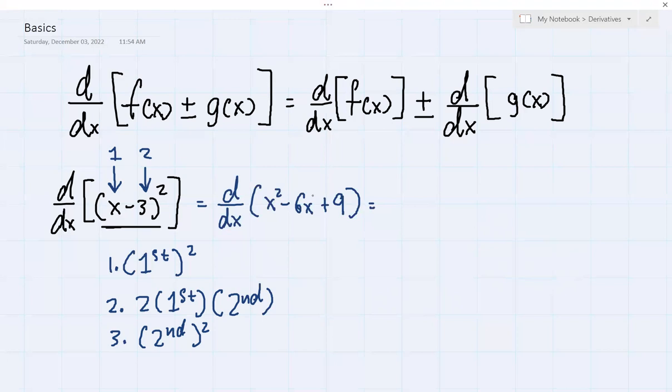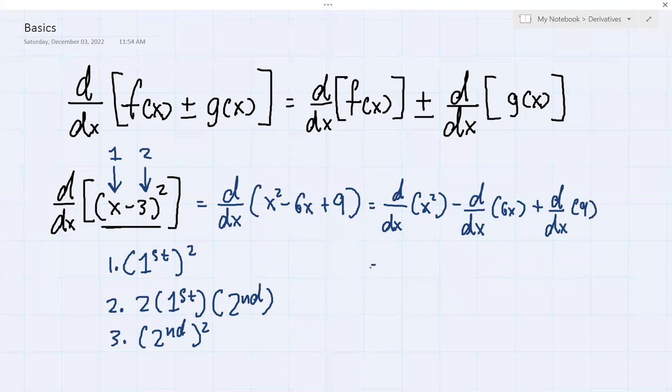Now that they are expanded, which means all terms are separated by either addition or subtraction, we can now apply the sum and difference rule of differentiation. So, we will have the derivative of x squared minus the derivative of 6x plus the derivative of 9.